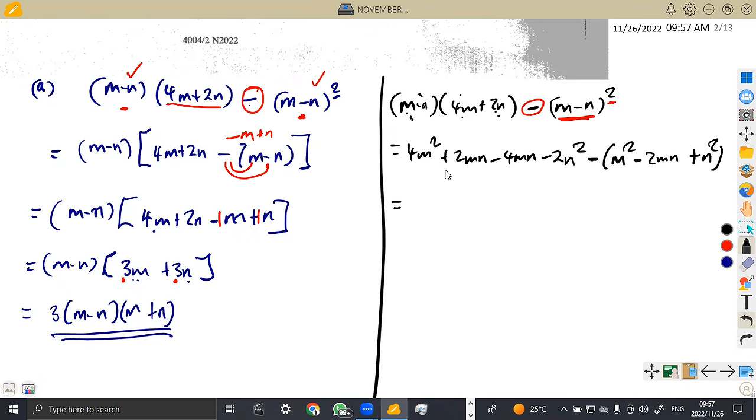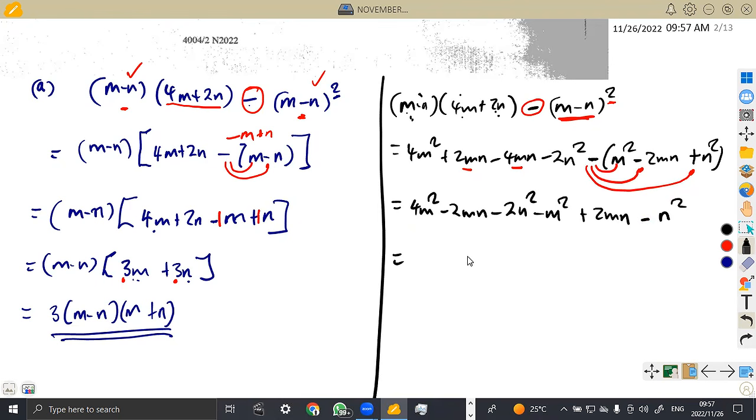Anyways, let us collect like terms. We've got mn. So that is going to be 4m squared. 2 minus 4, that's negative 2mn, negative 2n squared. Then the negative here is going to affect m to be minus m squared. We've got the negative and negative here, which is going to be plus 2mn. Then we move on, negative and the positive, which is going to be a negative n squared.